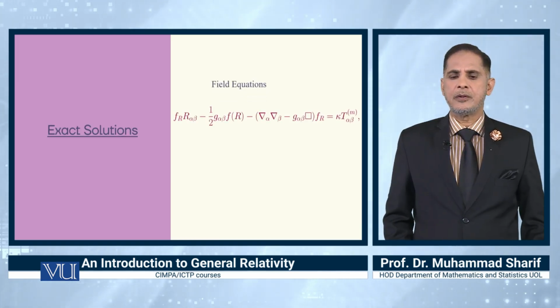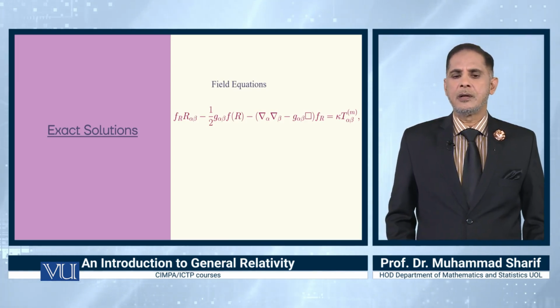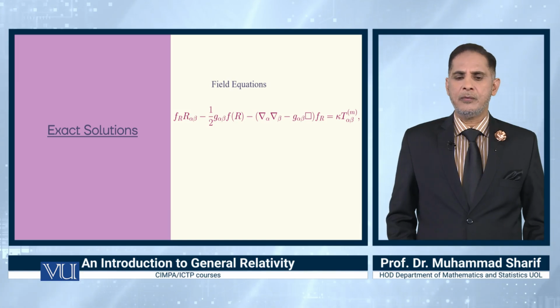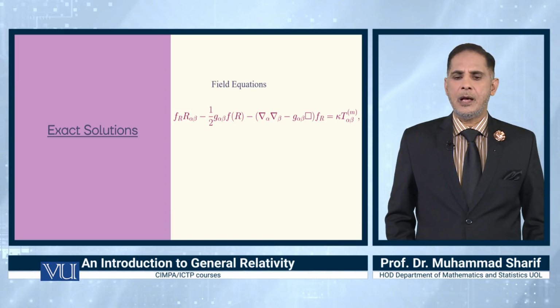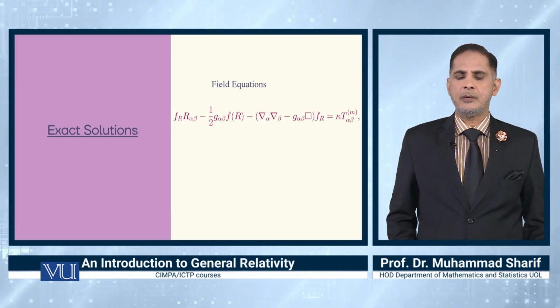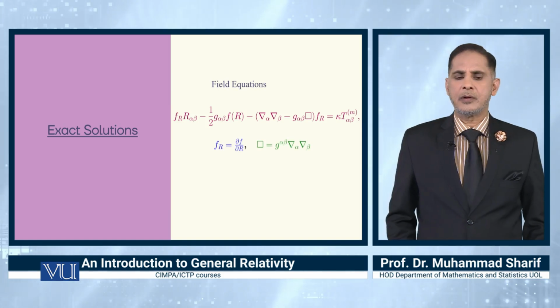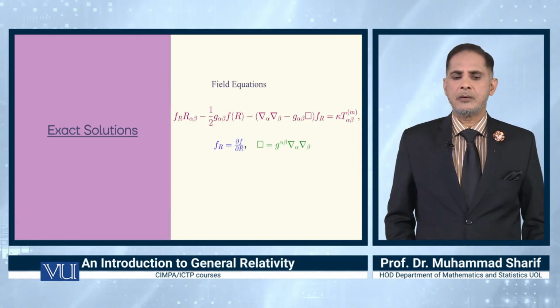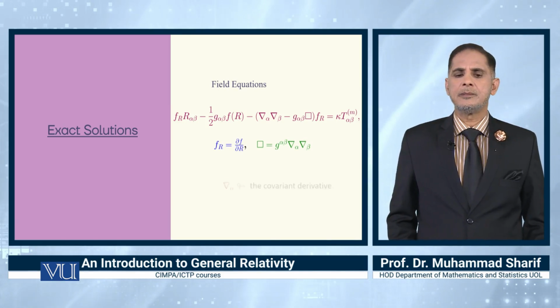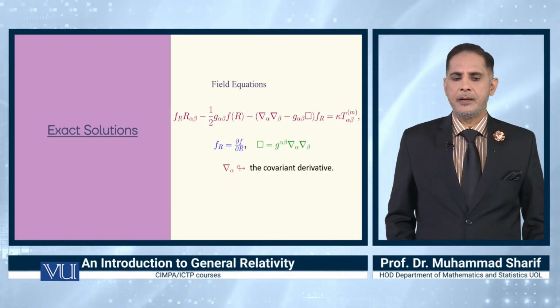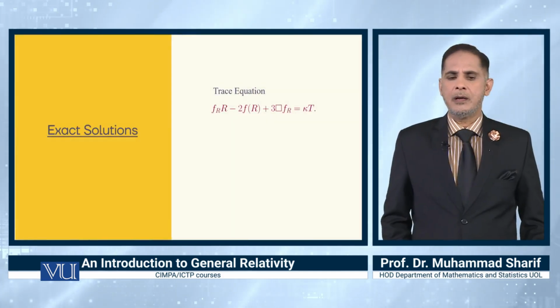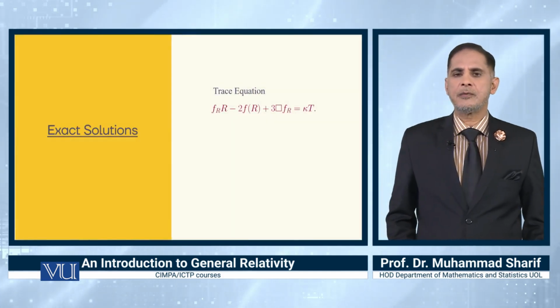Here you can see F subscript R indicates partial derivative of F with respect to capital R. Here T alpha beta M indicates the matter part of the energy momentum tensor. Well, you can see the notations F(R) and box, and here is the covariant derivative notation. Well, it is easy to find the trace of the field equations.